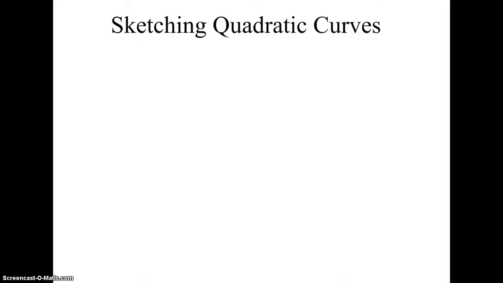So this is a quick lesson on sketching quadratic graphs. We already know that a quadratic graph is either a U or an N shape. And you should know that if the x squared term is positive, it's a U shape, and if the x squared term is negative, it's an N shape. So let's look at a few examples of these then.